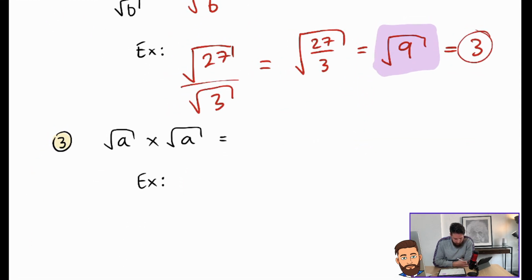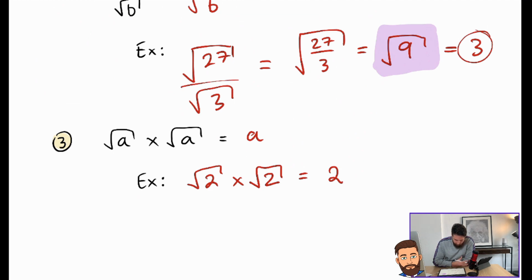The final law that we're just going to look at now is that the square root of a times the square root of a, which essentially just means if you have the same surd times together, this happens. You just get a. You get the number that is inside the root. So for example, root 2 times root 2 is just 2.